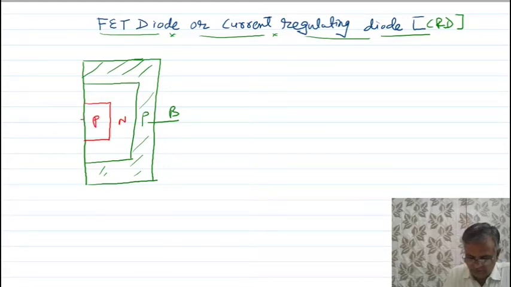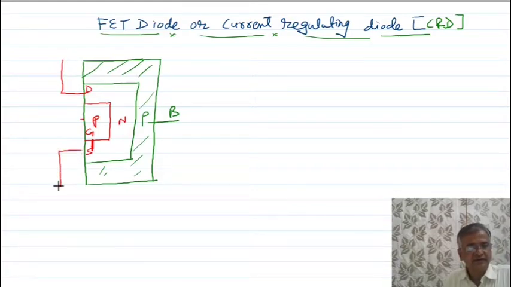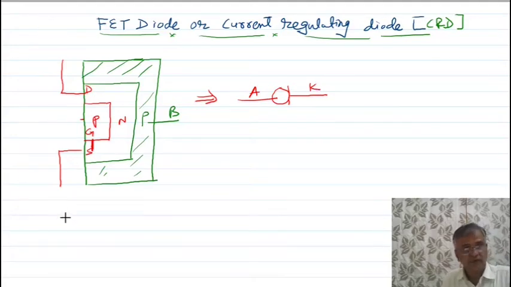This is your gate, this is drain, this is source. If an internal short is provided between gate and source, then you are having only two terminals. And this structure is considered as a field effect diode. This is the anode, this is your cathode. Current will flow like this. So this is your anode portion, this is your cathode portion. So this is the symbol of the field effect transistor diode.